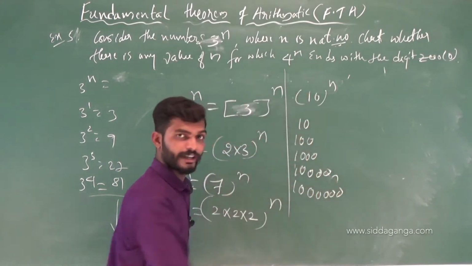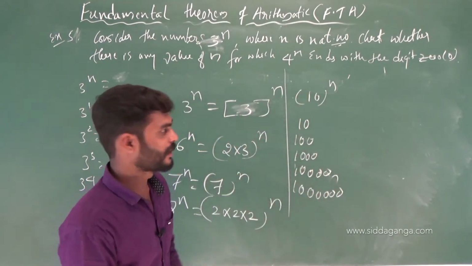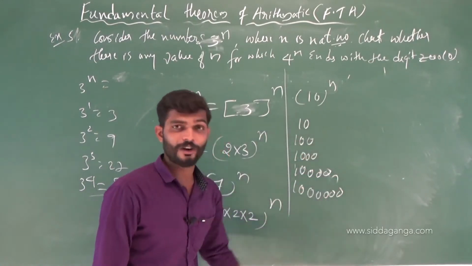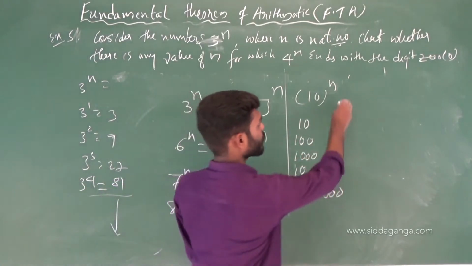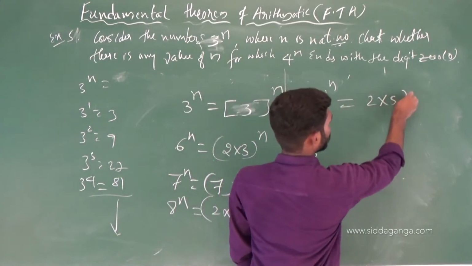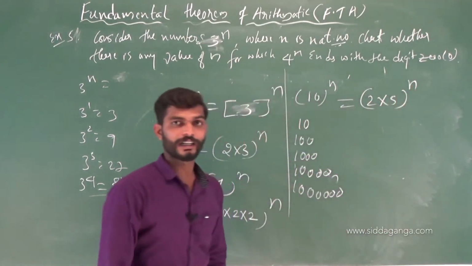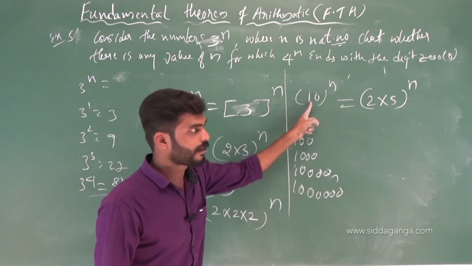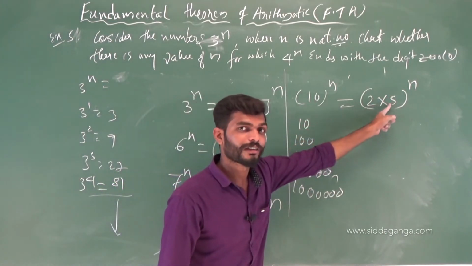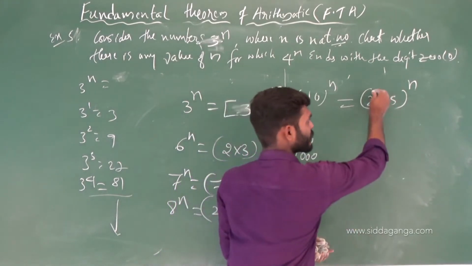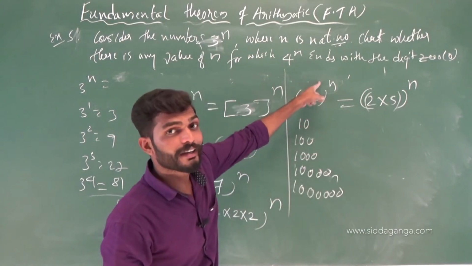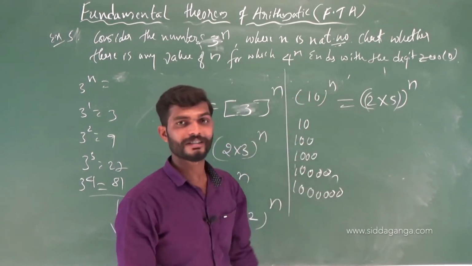These are all 10^n numbers. Now, is there any number which ends with 0? Of course, all of them end with 0. How can I say it by expanding? 10 can be written as 2 into 5. If I prime factorize 10, I get 2 into 5. Therefore, in this expansion, I have both 2 and 5, so I can say that 10^n numbers have 0 at the end.